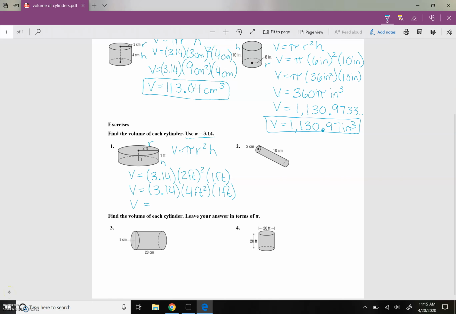So 3.14 times 4 feet squared times 1 foot. Plugging that into my calculator, I get 12.56. And our unit is cubic feet.